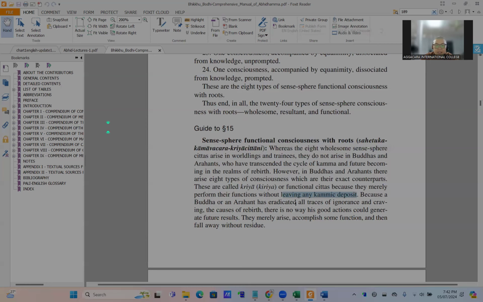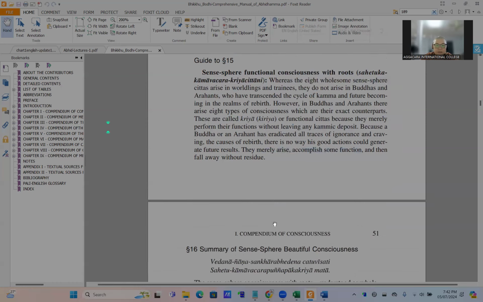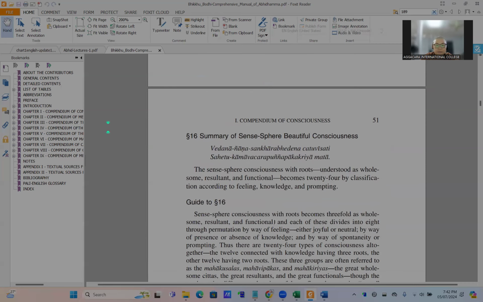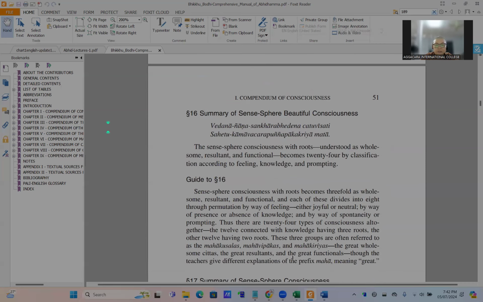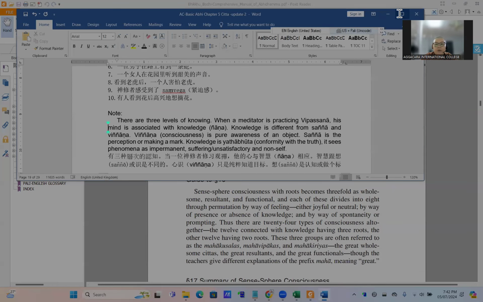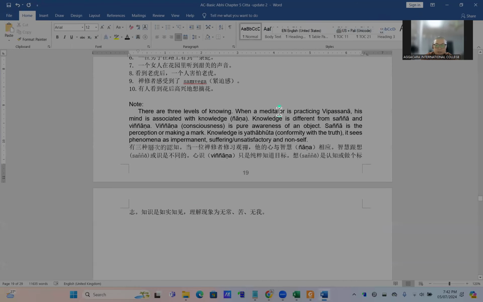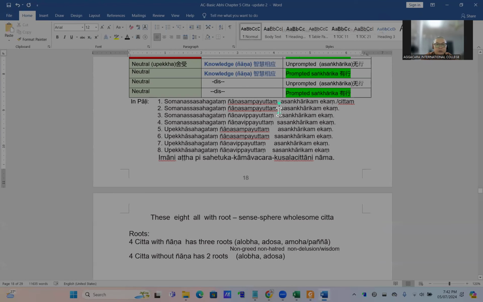Because Buddha and Arahant have eradicated all traces of ignorance and craving, the causes of rebirth, there's no way their good action could generate any future rebirths. So they merely arise and accomplish some function, and then they fall away without residue. Okay. So that's all. You can read the handbook of Abhidhamma for more explanation. Now, let's go for this question first. I hope you all understand this one.